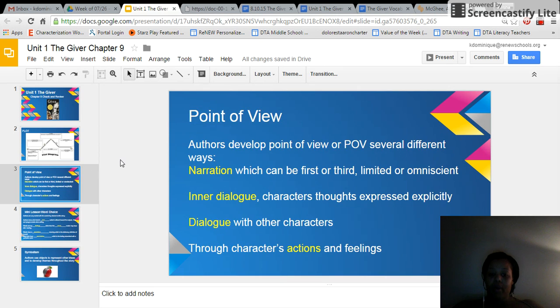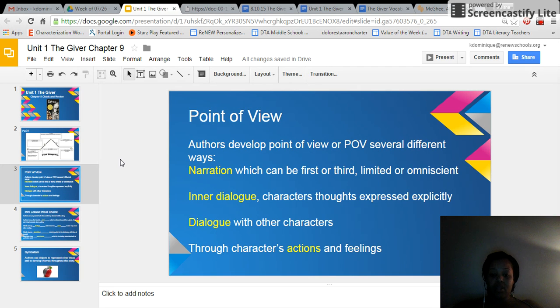Let's continue with point of view. Remember that authors develop point of view several different ways through narration, which we have already discovered that The Giver is being told in third person limited because we really only know Jonas's feelings. Inner dialogue, characters' thoughts expressed explicitly.